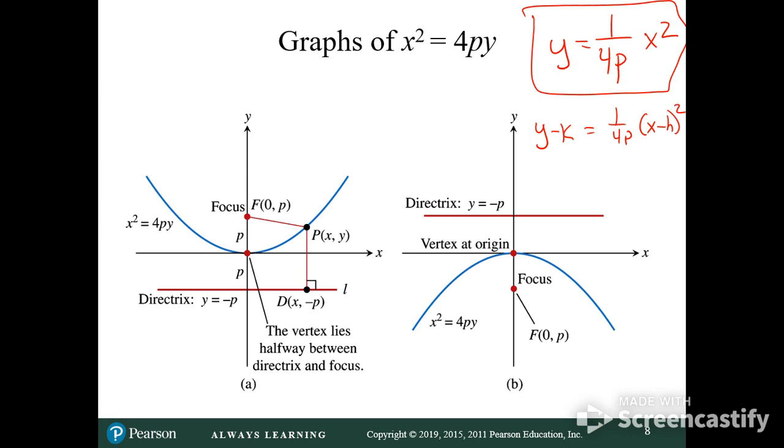What do the h and k have to do with anything? That's the vertex, and so that's for when the vertex isn't on the origin. When the vertex is on the origin, it's pretty easy. But when the vertex isn't on the origin, then you've got to do a little more math.